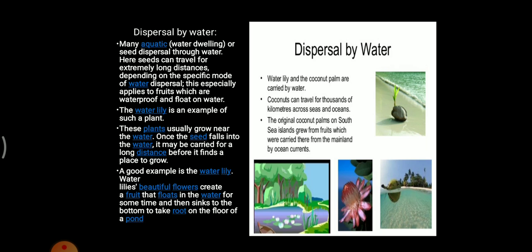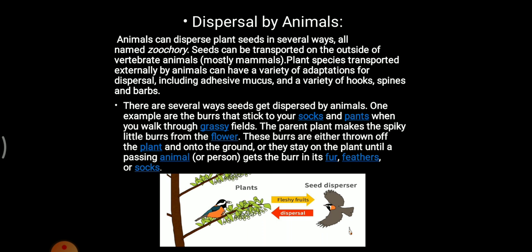Now the next method is dispersal by water. As you can see, water also plays a very vital role in getting seeds dispersed from one place to another. Water is a flowing body.